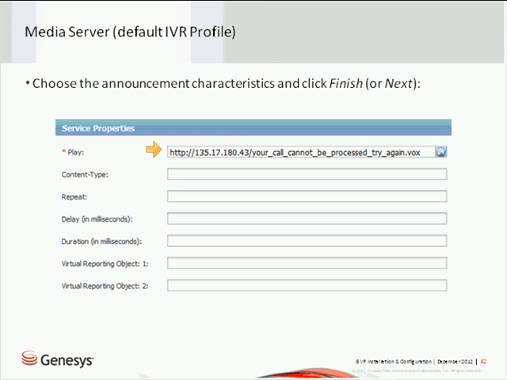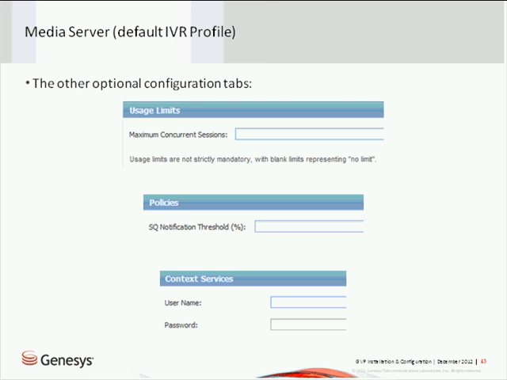But since this is just a default application that will only be played if the RM doesn't actually know what it should have done, you don't really need to add anything else, so you can click Finish. If you don't, you have some other things that you can specify in your wizard, like the max number of calls, although if this is your default, you probably shouldn't be limiting that. Again, with the service quality threshold, and if you happen to be using contact services, you can supply username and password for being able to log into that.